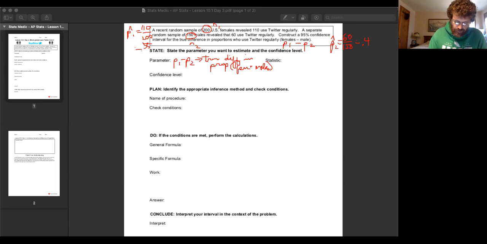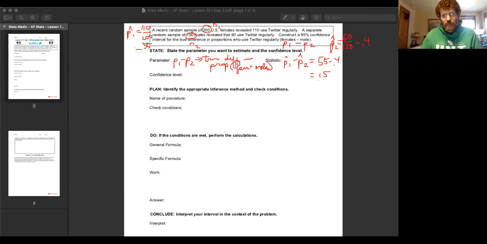Okay, our statistic here, remember your parameter is the population. So the statistic is going to be this, p hat 1 minus p hat 2. And we happen to already know those numbers. We can do the calculation because p hat sub 1 is 0.55 and p hat sub 2 is 0.4. So the difference here is going to be 0.15. Let's remember 0.15 is the difference between these two sample proportions.